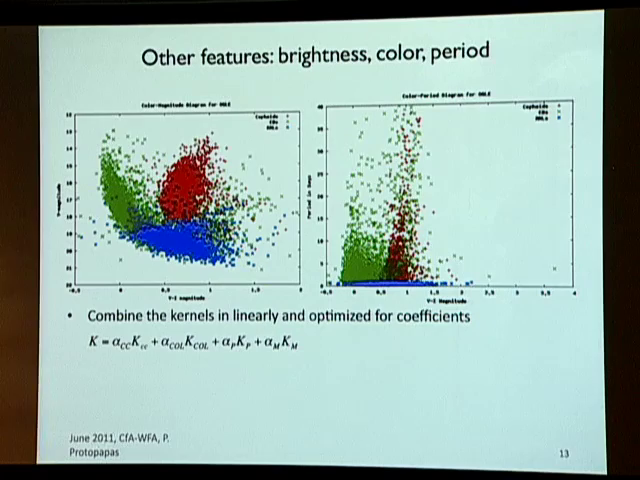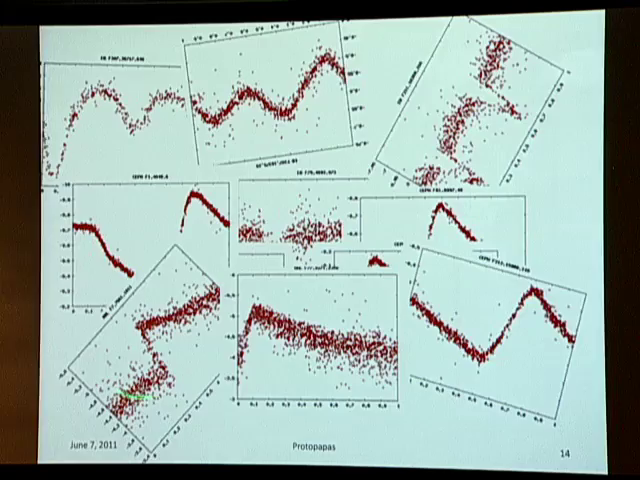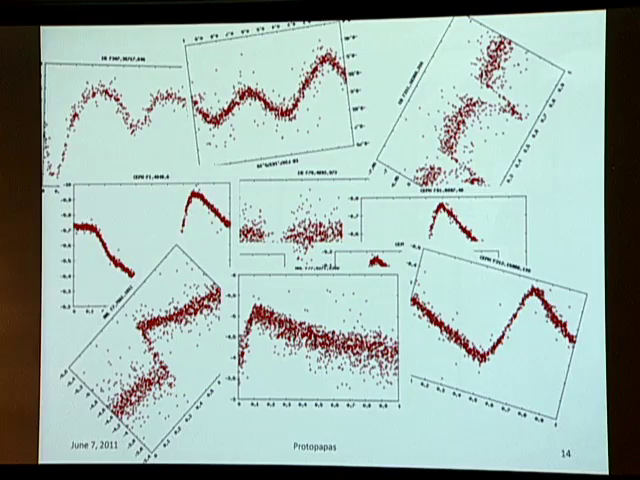So this is, again, how I combine the kernels, because I have a kernel that deals with the similarity of the shapes, and a kernel that deals with the color, period, and magnitude. They just linearly combine them and optimize for these coefficients. And these are some of the light curves, because Charles Alcock, who was a PI of the MACHO, didn't believe me, so I had to print a lot of them and show them. And he can see now that those are real variables that were missed.